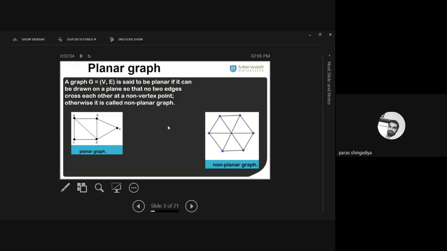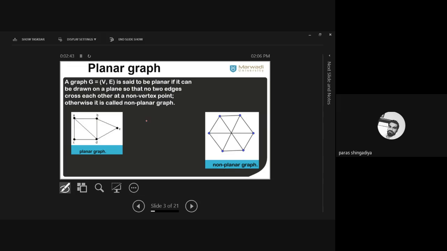Okay, two graphs are given. In this first graph, there is no required modification. All the edges are connected. That is a connected graph, and no two edges intersect. No edge is intersecting. No two edges cross at any non-vertex place. So that is a planar graph. There is no required modification, so directly you can say this graph is planar. For example, already we discussed.